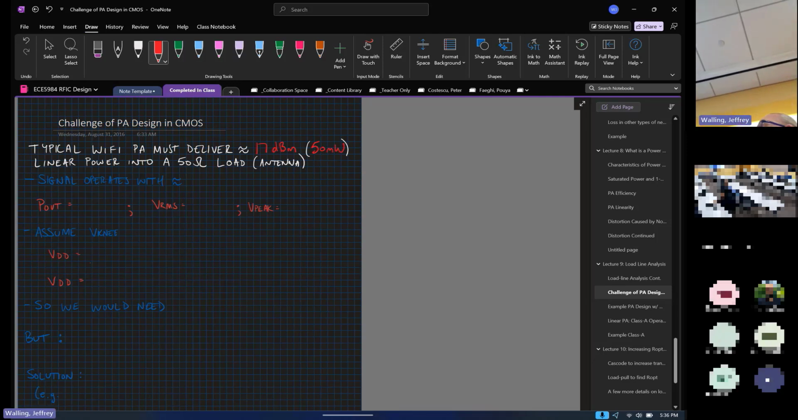All right. Now, this is particularly for the 2.4 gigahertz Wi-Fi band. You can actually transmit at higher power in the UNII bands at 5 to 7 gigahertz. Wi-Fi exists in both of those bands. So we're talking about the ISM band at 2.4 to 2.48 gigahertz. We can transmit 17 dBm, 50 milliwatts linear power into a 50 ohm load.